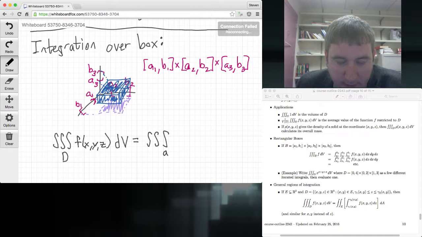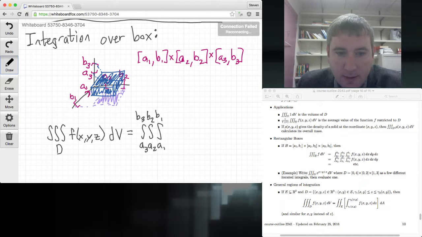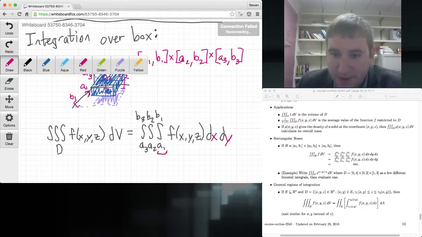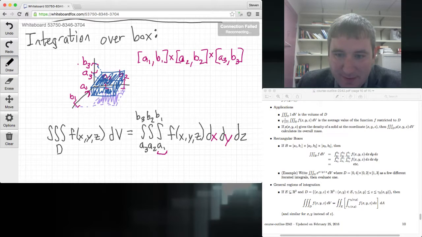So I can do A1, B1 for X, A2, B2 for Y, A3, B3 for Z, and then you have your function, some stuff with X, Y, and Z in it, and then just make sure that they match up. These are X values here, so these ones should go with the X. Okay, and then you have Y for the 2s, and then I'm not sure the colors are really helping here, but Z for the 3s. So they got to match up.